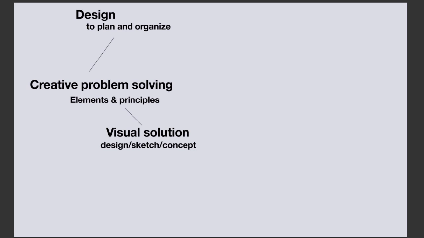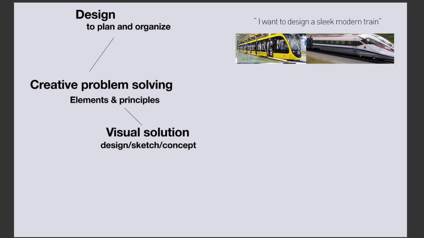To plan and to organize is to establish what the problem and goal is. In our case, it's to design a sleek, modern train. At this stage, we also may want to do some necessary research and referencing. Now let's use the elements and principles to form the basis of our idea.